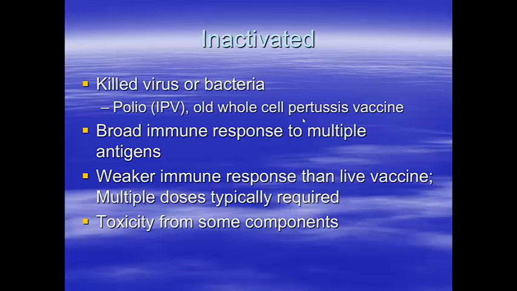So here the organism is not going to reproduce or replicate in the host, but it still has quite a complex repertoire of antigens or immunogens that will stimulate a host response. So here we're talking about a little bit weaker immune response than the live vaccine, so sometimes multiple doses might be required. But you're still talking about a host response to the whole pathogen, so that might be more robust than if you're just looking at host response to a single component of the pathogen.